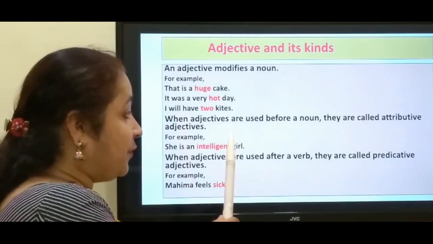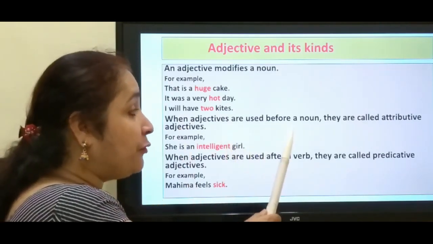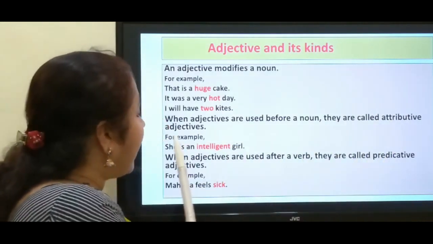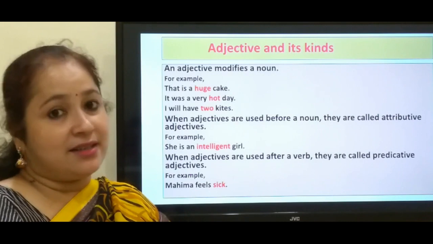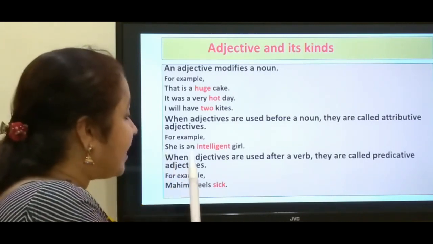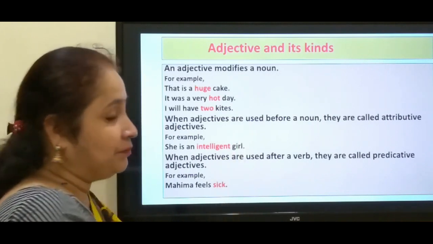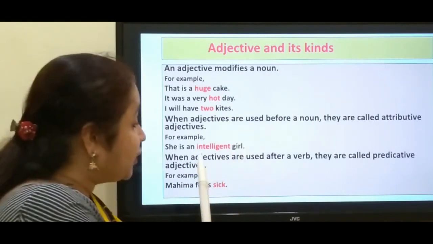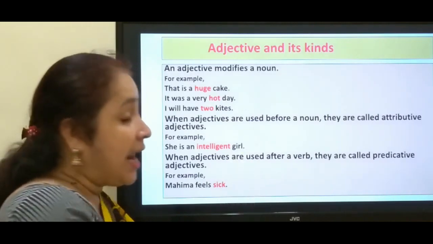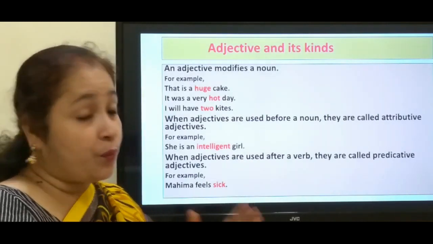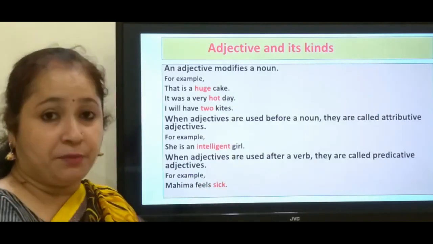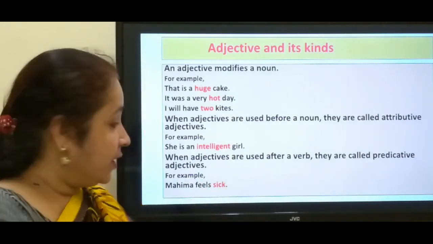When adjectives are used before a noun, they are called attributive adjectives. Let us understand with the help of this example. She is an intelligent girl. Here, the word intelligent has been used before the word girl. And girl is a noun. So, we can say that intelligent is an example of attributive adjective.